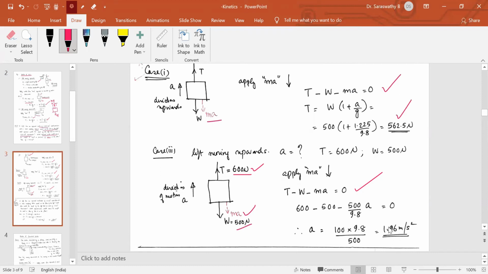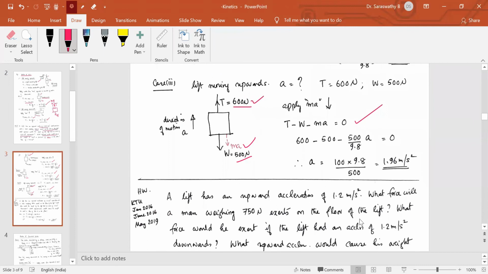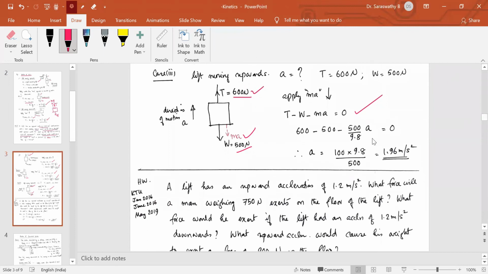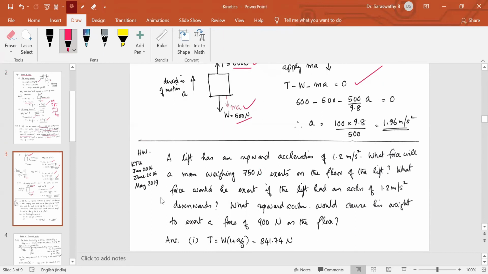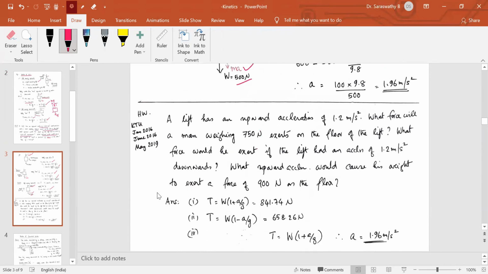Such questions are very simple. For 3 marks questions, you may get it. Another similar example, with just changes in the numerical values, was asked in previous university question papers: 2016 January, 2016 June, and May 2019. So you can copy down this question and see whether you are getting these answers.